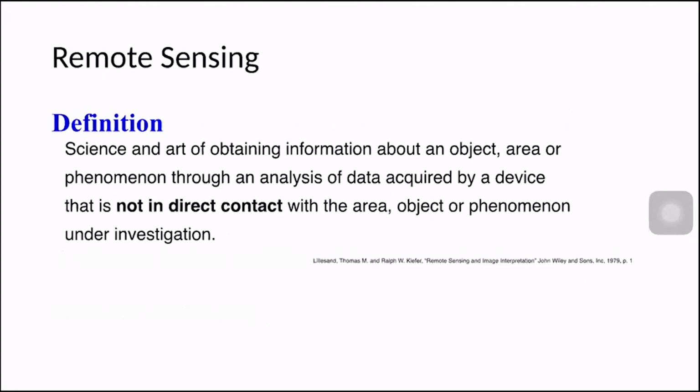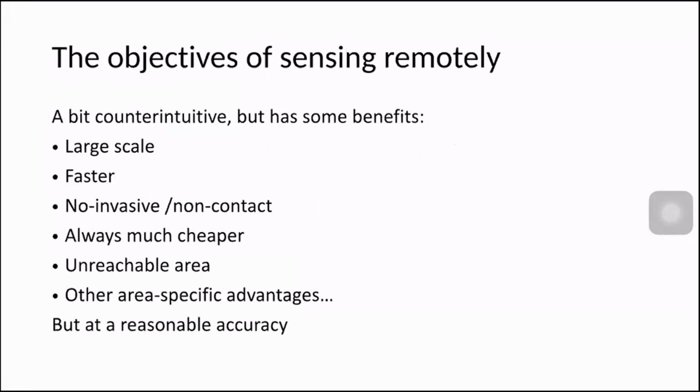Okay, let's start from the definition. Remote sensing is the science and the art of obtaining information about an object, area, or phenomenon through an analysis of data acquired by a device that is not in direct contact with the area, object, or phenomenon under investigation. The most important part of this definition is not in direct contact. As I said, we are trying to locate the sensor as far away from us as possible.